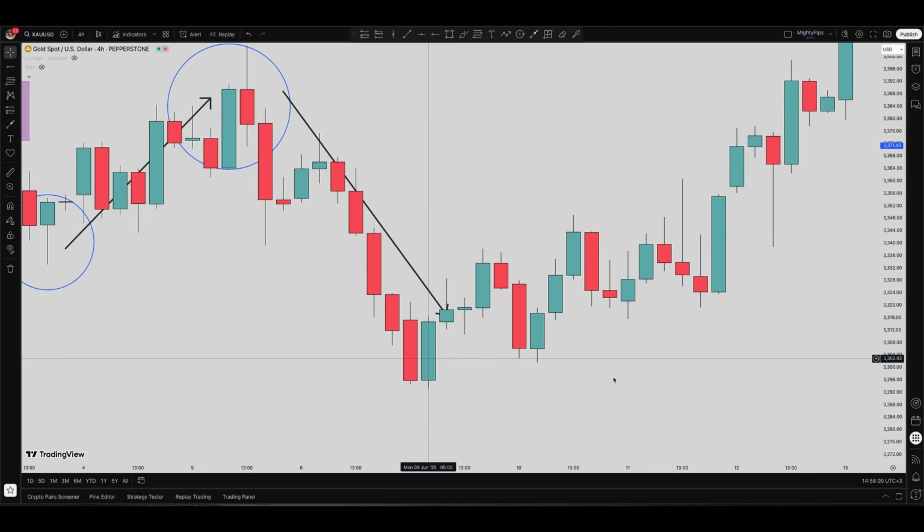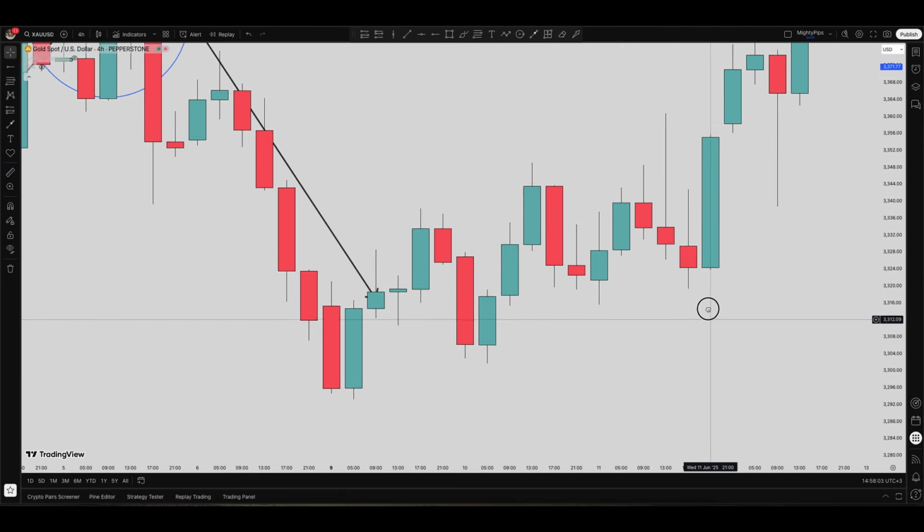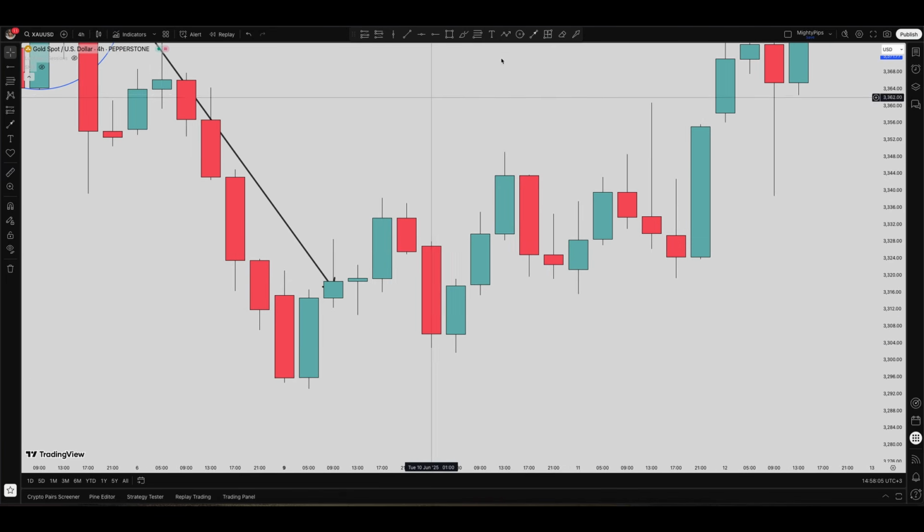You can see the same thing happening at the bottom here. This happens almost all the time. You can see here at the bottom, we also have that formation. We see red candles coming down. Then there's this green candle which produces a wick. You can see its wick at the bottom.